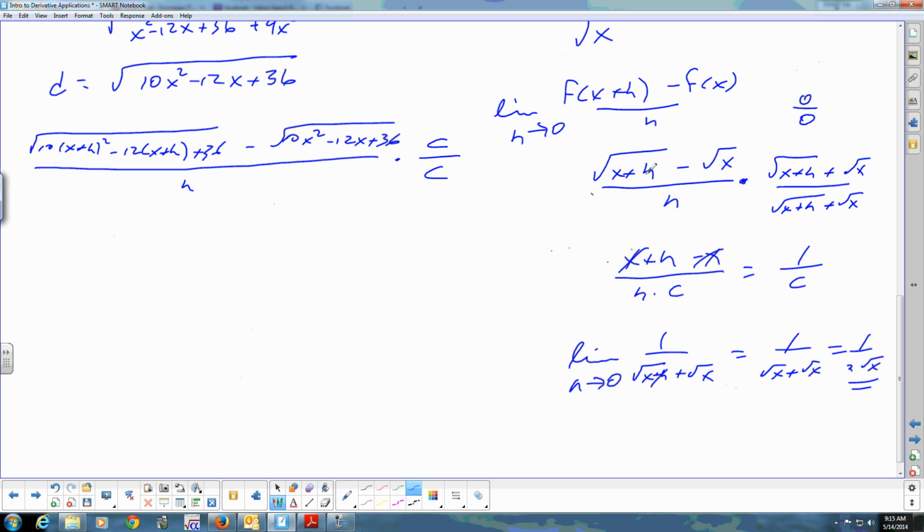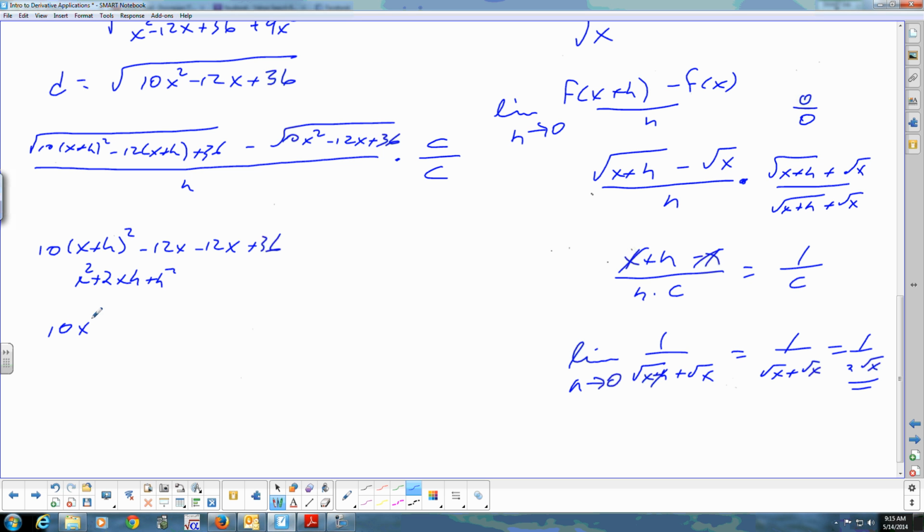And you know that when you multiply by the conjugate, the short answer is you just square this thing and write it down. So I'm going to square this thing, and I got 10(x + h) squared minus 12x minus 12h plus 36. I need to expand that. Remember, that's x squared plus 2xh plus h squared.